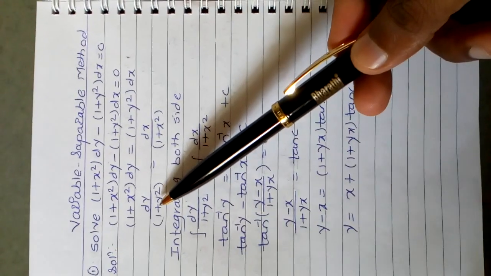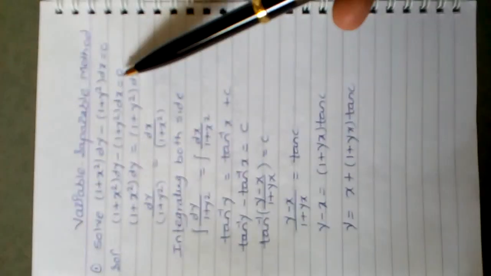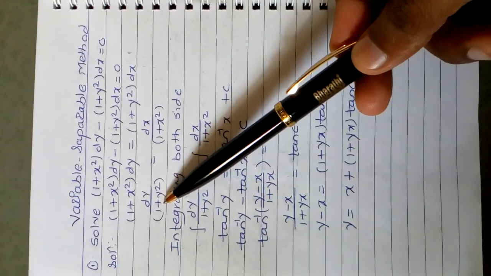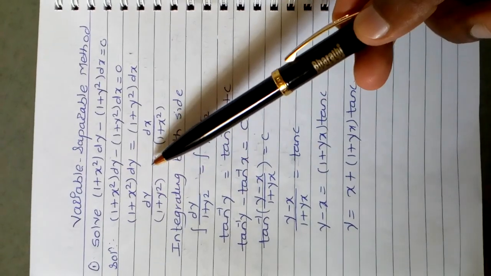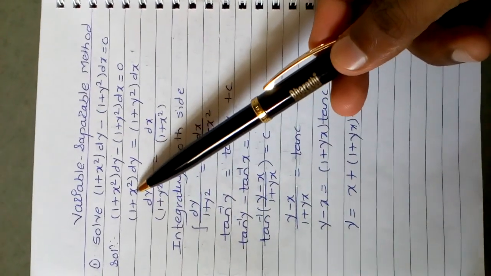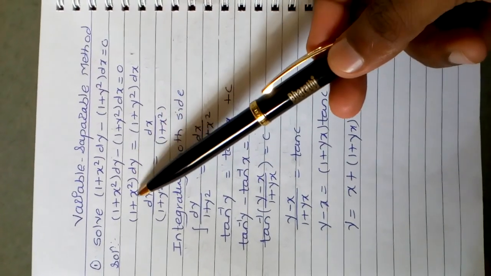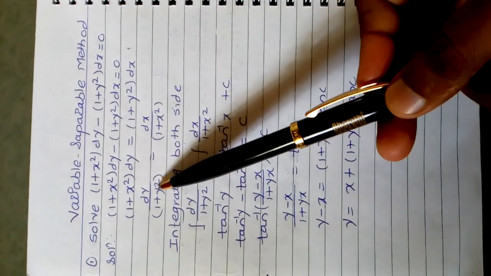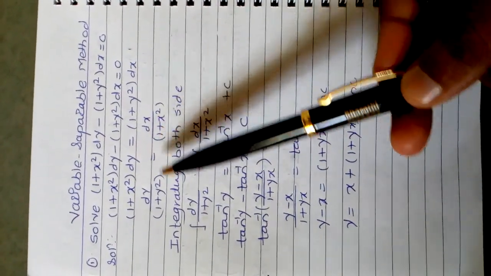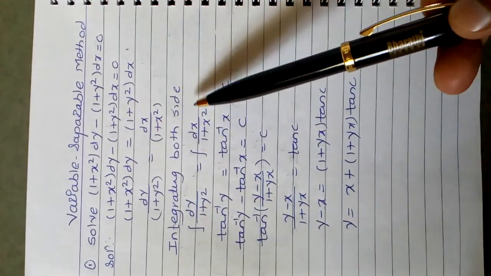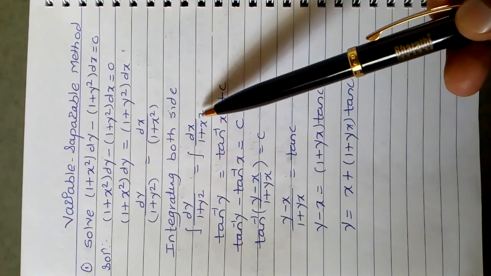1 + y² converts to the other side, that is dx multiplied by 1 + y² goes to the other side, which goes to the denominator. dy upon 1 + y² equals dx as it is. Here 1 + x² is the multiple term to dy which goes to the other side, which goes to the denominator. Then we have to take integration of both sides, that is integration of dy upon 1 + y² equals integration of dx upon 1 + x².